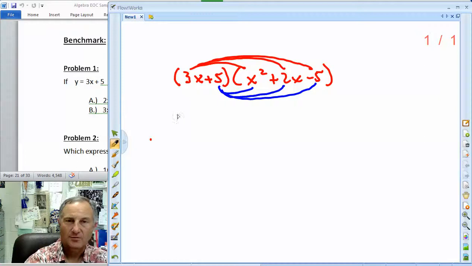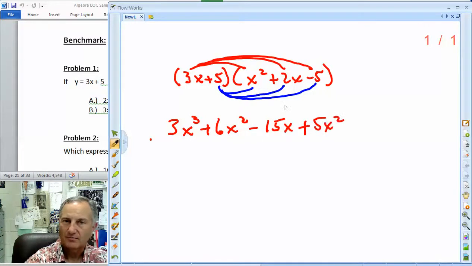3x times x squared. Add the exponents on the x, 1 plus 2. We're going to get 3x cubed. 3x times 2x, that's plus 6x squared. Add the exponents on the x, 1 plus 1. And then 3x times a minus 5 is a minus 15x. And we're going to take the 5 times the x squared, so that's positive 5x squared, plus 10x. And 5 times negative 5 would be a minus 25.